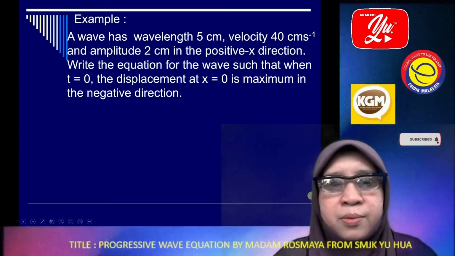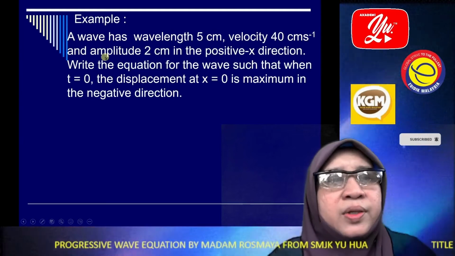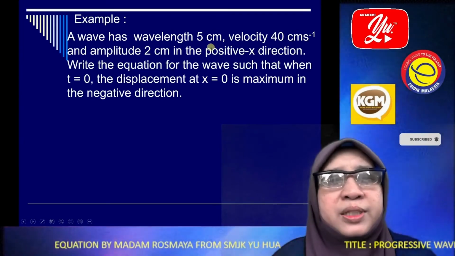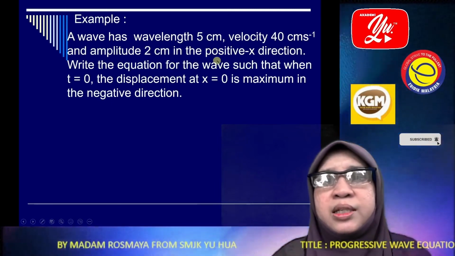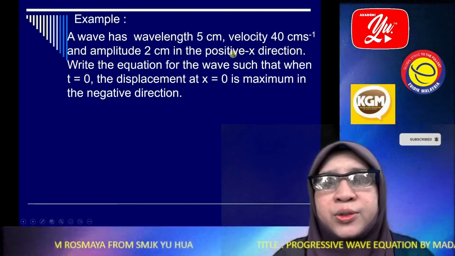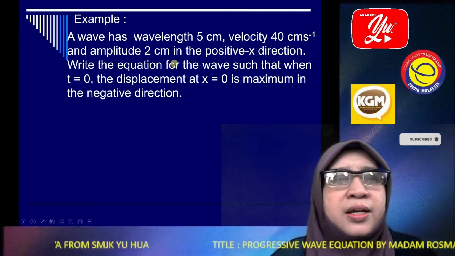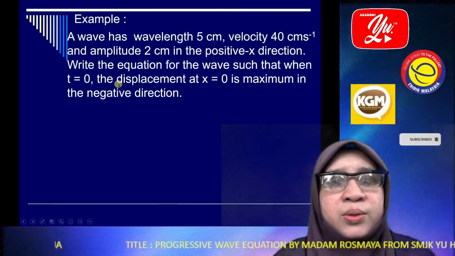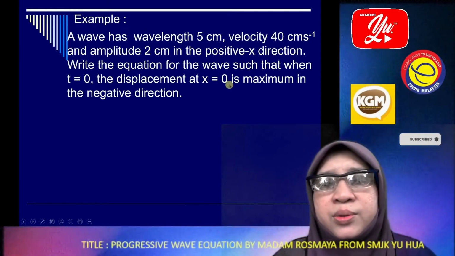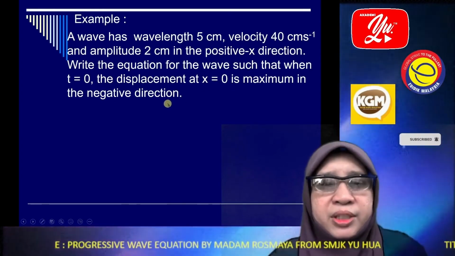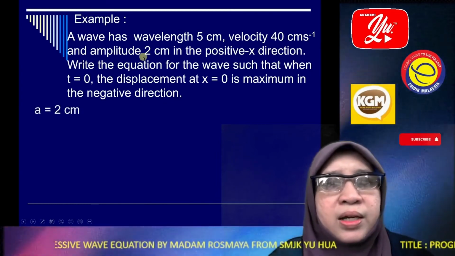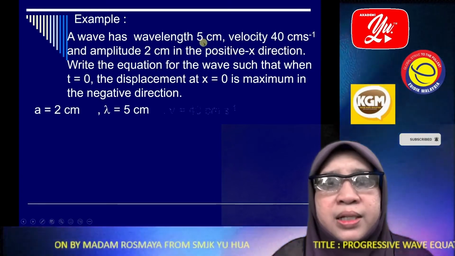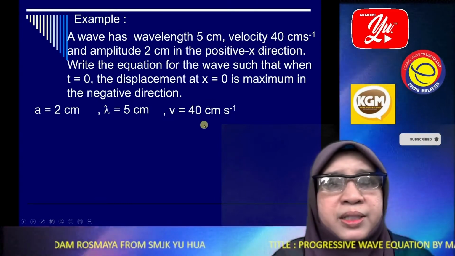Okay, let's try one question. A wave has wavelength 5 cm, velocity 40 cm per second, and amplitude 2 cm in the positive x direction. Write the equation for the wave such that when t equals 0, the displacement at x equals 0 is maximum in the negative direction. So the amplitude is given as 2 cm, wavelength 5 cm, and velocity 40 cm per second.